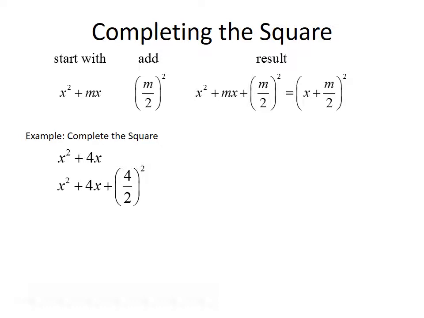So we have x squared plus 4x plus 4 over 2 quantity squared. We can simplify that. 4 divided by 2 is just 2, so we have x squared plus 4x plus 2 squared. And 2 squared is 4, so we have x squared plus 4x plus 4, which can be factored to be x plus 2 squared. Notice that the number inside the parentheses with the x is the value of m over 2, or 4 over 2 in this case.